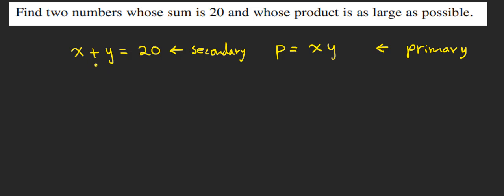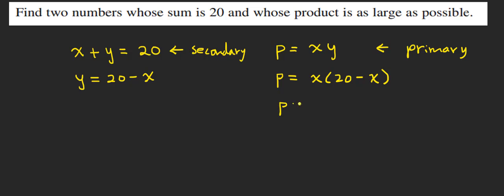In order to do that, let's solve for y. So y is equal to 20 minus x. Now instead of this y, we're going to use substitution. So p is equal to x times the quantity 20 minus x. Now we have a single variable x, so this is much easier to find the derivative of now. So p is equal to 20x minus x squared.